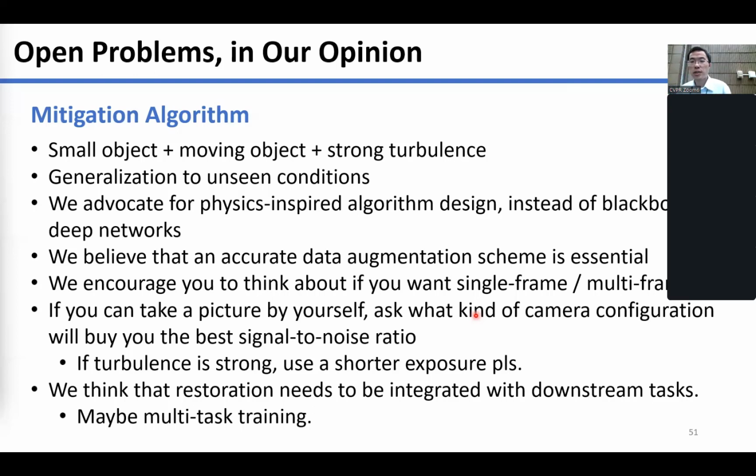We think that restoration needs to be integrated with downstream tasks. You don't want to just train a restoration network for the sake of a restoration network, you still want to solve downstream tasks. So maybe some kind of multitasking training would be helpful. You're not just recovering that image, you also want to make sure that the recovered image will have some positive impact on your downstream task. So multitasking training would be something to explore. So that concludes this tutorial.